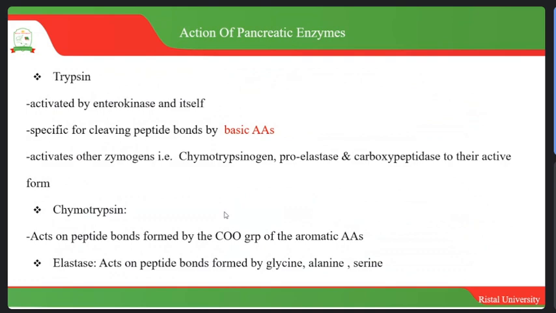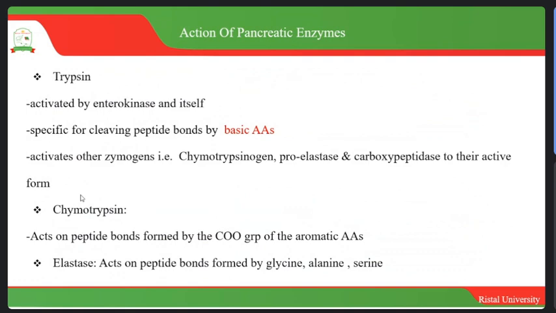One is chymotrypsin, where chymotrypsinogen, the inactive form which we talked about earlier or have seen on this very slide, is converted to chymotrypsin. Also, as you see where my cursor is, chymotrypsinogen is activated into chymotrypsin by the enzyme trypsin. So what happens is that this enzyme chymotrypsin acts on peptide bonds that are formed by the carboxyl group of the aromatic amino acids.